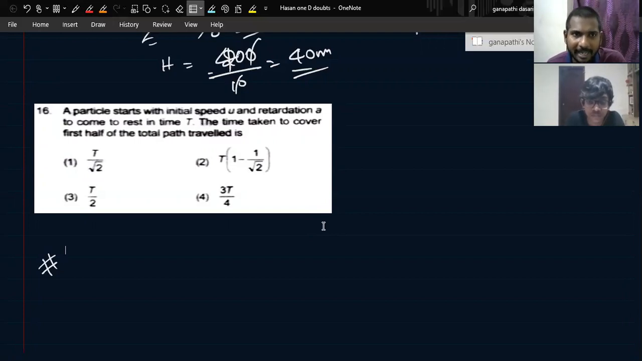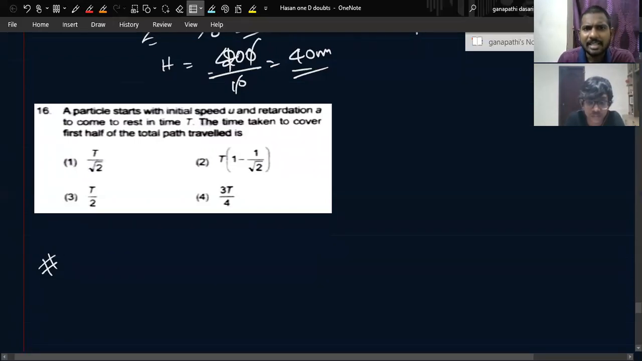The time taken to cover first half of the total path travelled is... So it's saying, basically, it starts with an initial speed u and retardation, that is nothing but constant retardation. It did not specify; otherwise, this problem cannot be solved with the given information. Constant retardation to come to rest in time, some capital T. The time taken to cover first half of the total path travelled is?